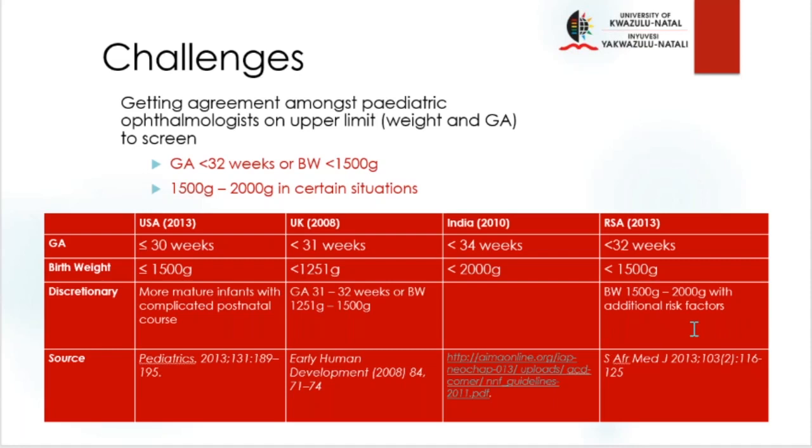So we decided it would be best to add the higher birth weight as a discretionary factor. It does, however, compare quite well with the gestational age and birth weight of USA, UK, and India as well. We probably need to review our guidelines now, because it's 5 years since we published it, and we may be able to decrease the gestational age to 31 weeks, as has been done in the UK.